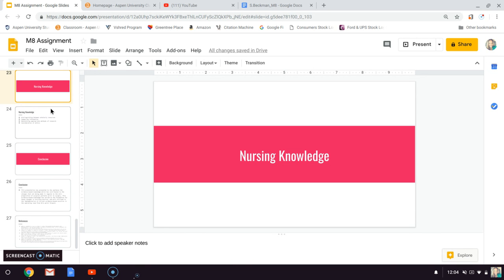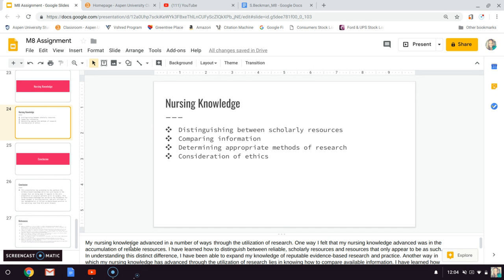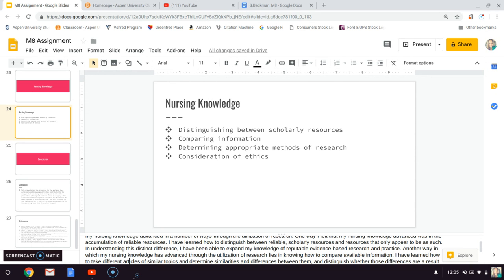Nursing knowledge. My nursing knowledge advanced in a number of ways through the utilization of research. One way I felt that my nursing knowledge advanced was in the accumulation of reliable resources. I have learned how to distinguish between reliable, scholarly resources and resources that only appear to be as such. In understanding this distinct difference, I have been able to expand my knowledge of reputable evidence-based research and practice.